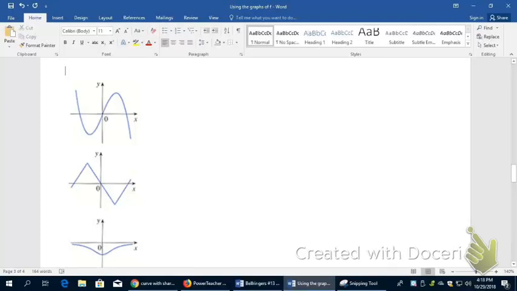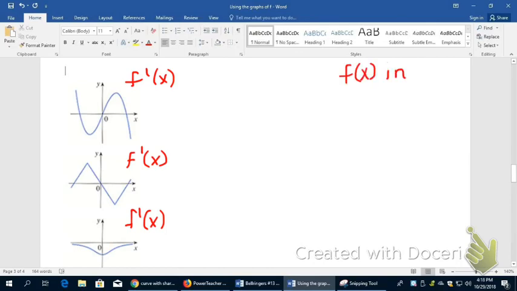We're going to talk about the graphs of f, f prime, and f double prime and how that relates to the graph of f of x. So we're going to let these graphs be the graphs of f prime of x. And what I want to know about f of x is, where is f of x increasing, where is f of x decreasing, and does f of x have any maxes or mins?